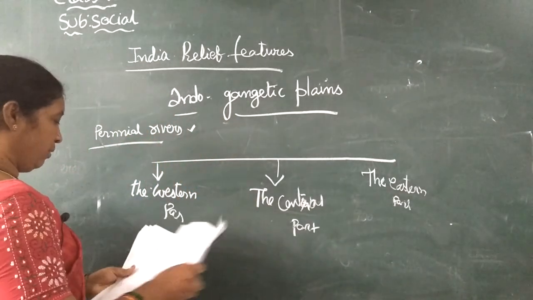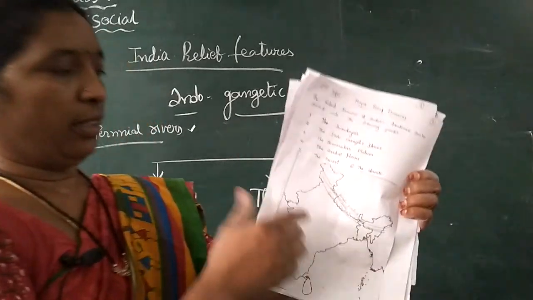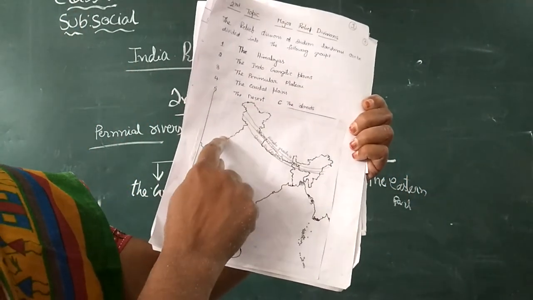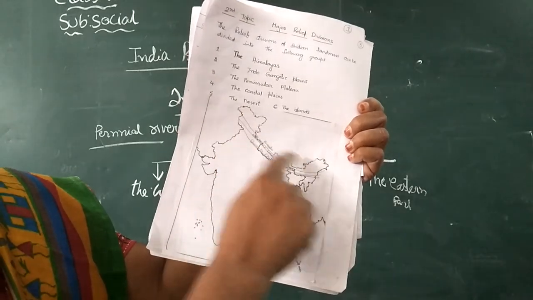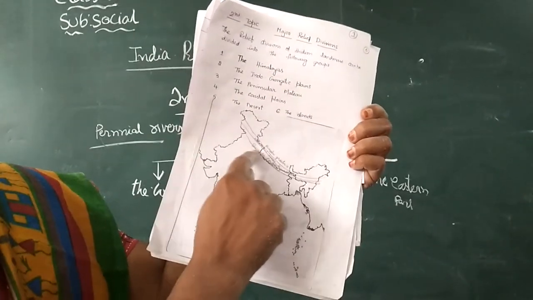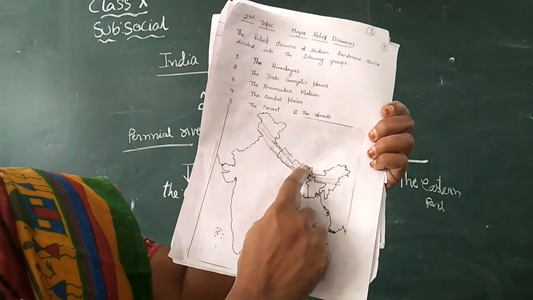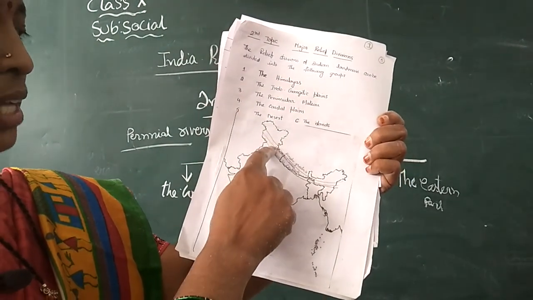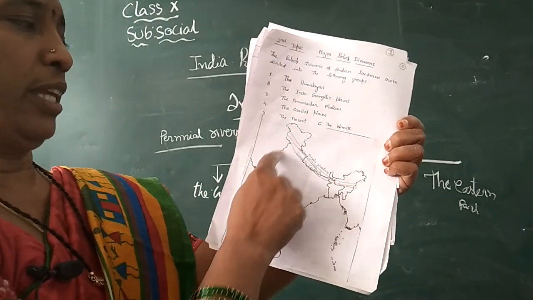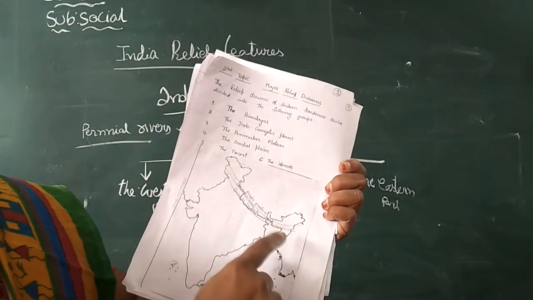Actually in India, here there are the Himalayan rivers flowing. So these are the Himalayas, and here this is the western part, this is the central part, and this is the eastern part. Whatever Himalayan water is flowing towards these areas, three very big perennial rivers were formed.